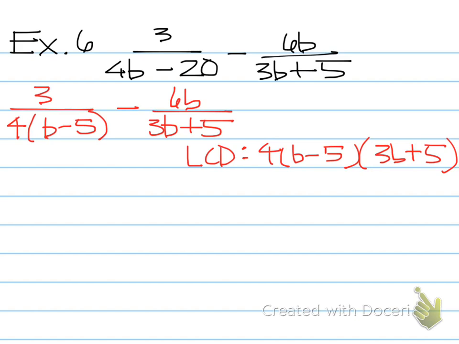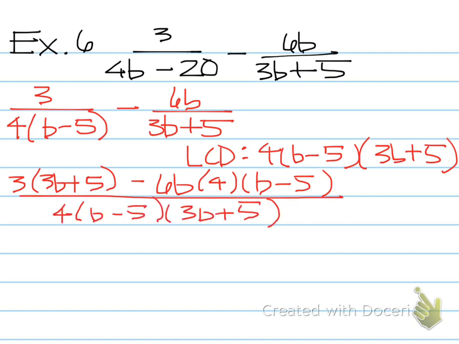And then again, ask yourself, what do you have to multiply the denominator by to get the LCD? That first denominator, we need to multiply by 3b plus 5. So we're going to multiply the 3 by 3b plus 5. Same thing for the second denominator. In order to get the LCD, we have to multiply the second denominator by 4 times b minus 5. All that goes over the lowest common denominator.